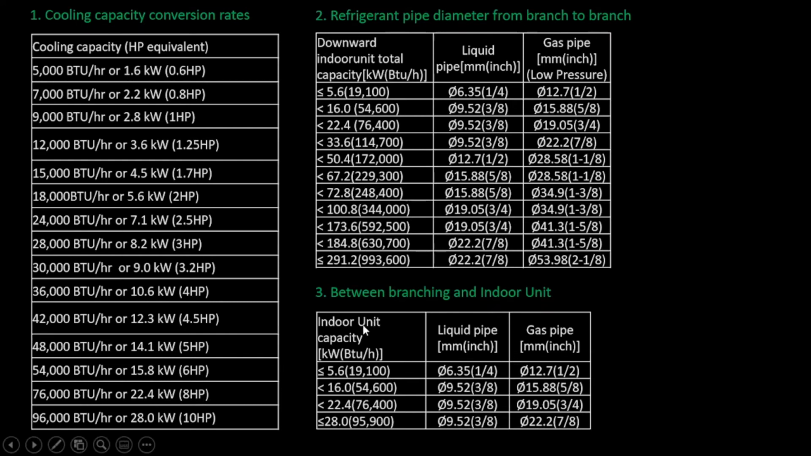Okay, for example, if the total indoor unit capacity is less than or equal to 5.6 kilowatts, then the right liquid pipe size to use is 6.35 millimeters, while the right gas pipe size to use is 12.7 millimeters. And we can go on and on till we get to 28 kilowatts. Anything less than or equal to that, then the right liquid pipe size to use is 9.52 millimeters, while the right gas pipe size to use is 22.2 millimeters.